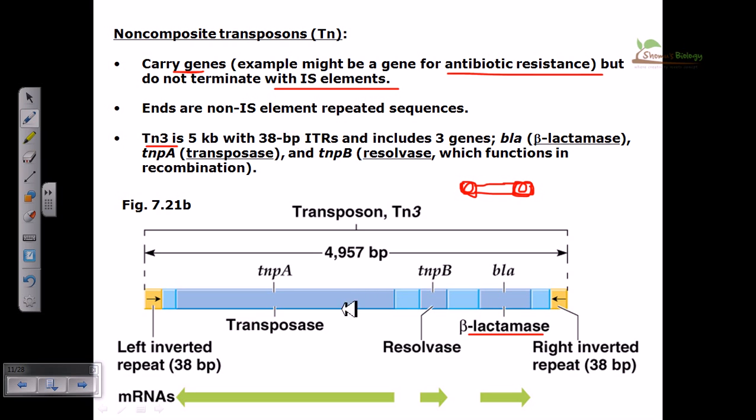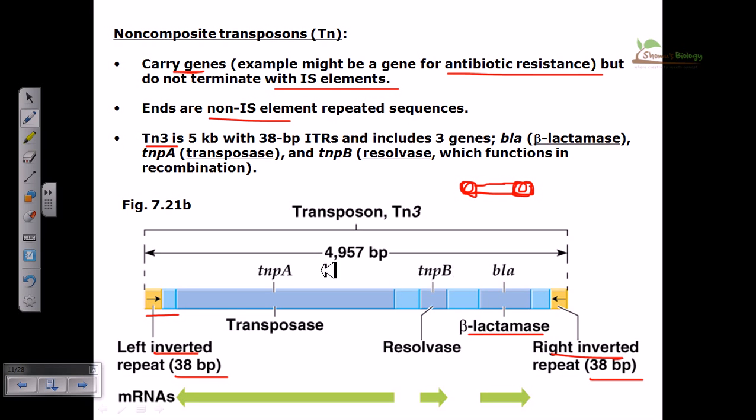Okay, so in this case the ends are non-IS element repeat sequences. That means there must be no IS insertion sequence present at the ends. Instead, there must be some other type of sequence which will help them recognize this ITR, or inverted terminal repeats. Okay, so here we have the left inverted repeat and the right inverted repeat, and both of these repeats consist of 38 base pairs instead of those huge 600-700 base pairs of IS elements.